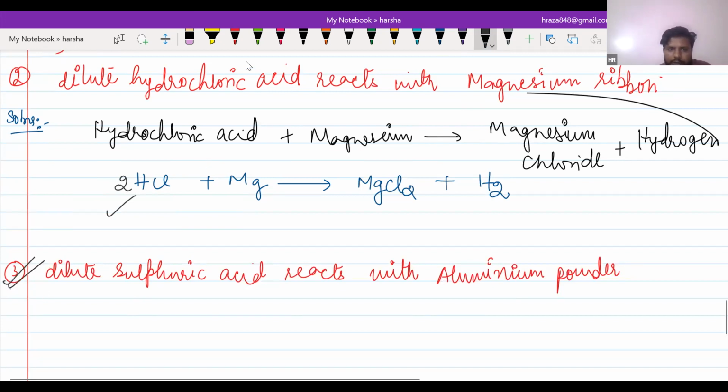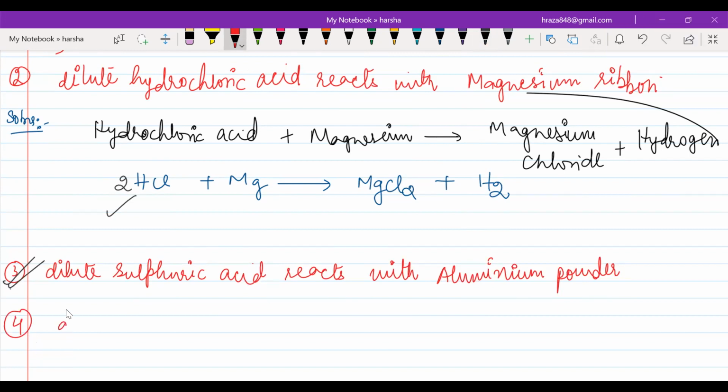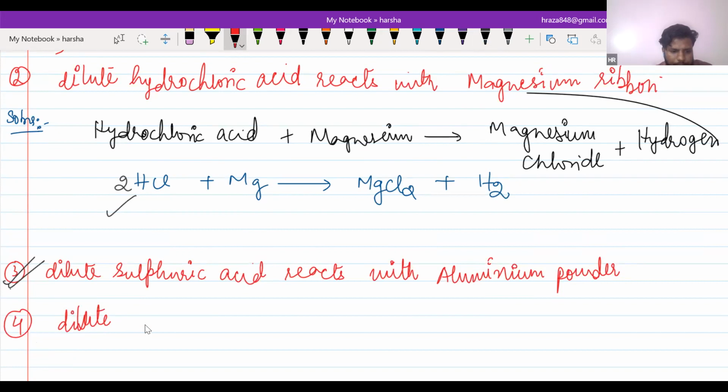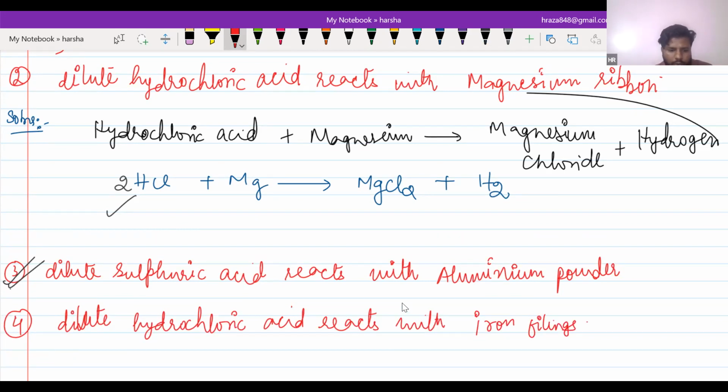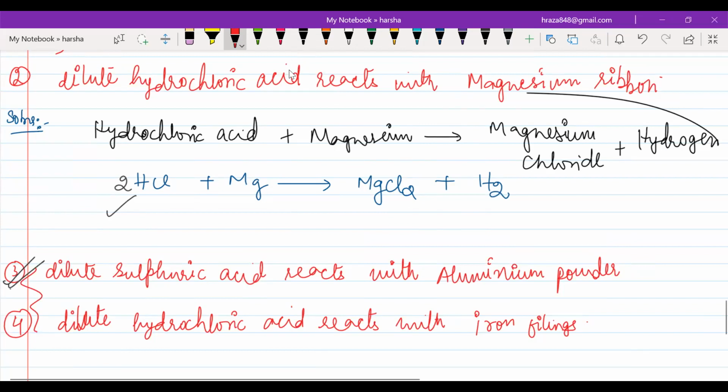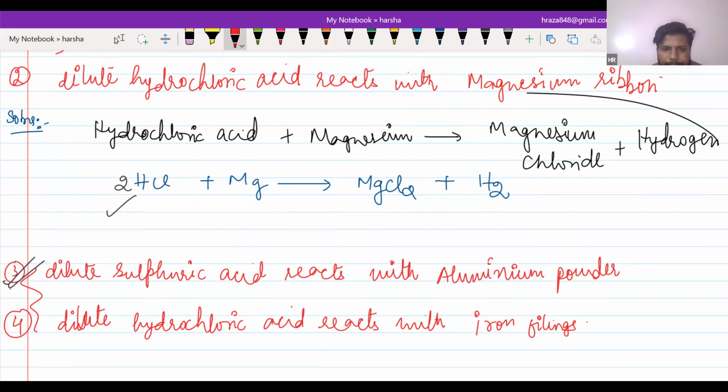Amna and Abdullah, this is your homework, question number 3. And I'm going to give you another question. Okay, sir. This is dilute hydrochloric acid reacts with iron filings. These two are questions for your homework. Please write this question and let me know. Sir, is that aluminium powder, right? Aluminium powder, yes. Okay.